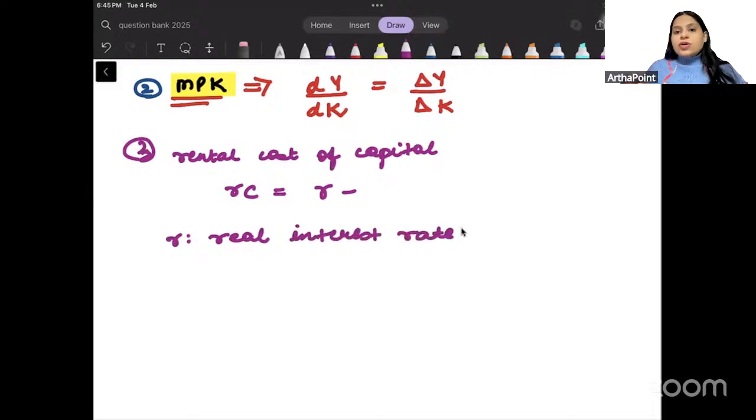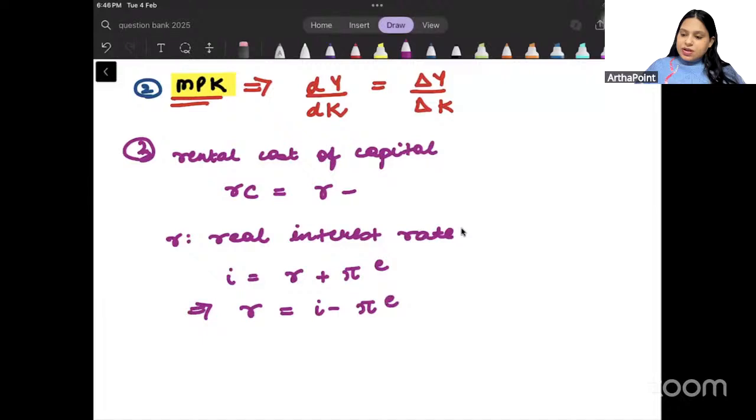और real interest rate क्या होता है? If I use the Fisher's equation, nominal interest rate is real interest rate plus expected inflation. So real interest rate is nominal interest rate minus expected inflation. Okay. So sometimes people can give you the question in terms of nominal interest rate, sometimes in terms of real interest rate. तो दोनों ही चीजें आपको समझना होगा. In any form, you can write this formula.